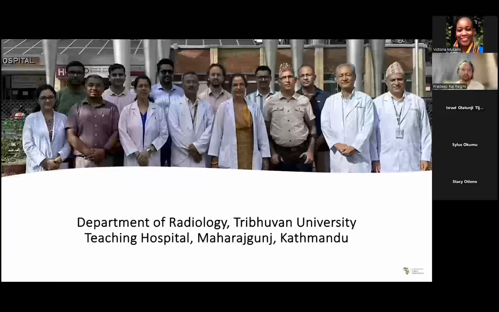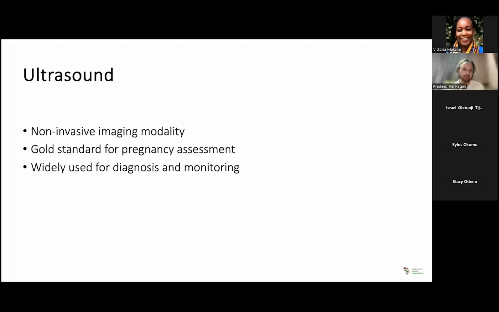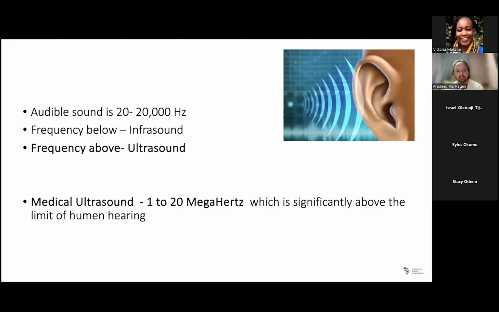Now coming to the core topic of today, ultrasound. It is a non-invasive imaging modality, and it is the gold standard for pregnancy assessment, widely used for diagnosis and monitoring throughout the pregnancy. How it works is based on the name itself, ultrasound. It is a frequency above the audible sound, so we cannot hear that sound. Medical ultrasound is about 1 to 20 megahertz, which is significantly above the limit of human hearing.